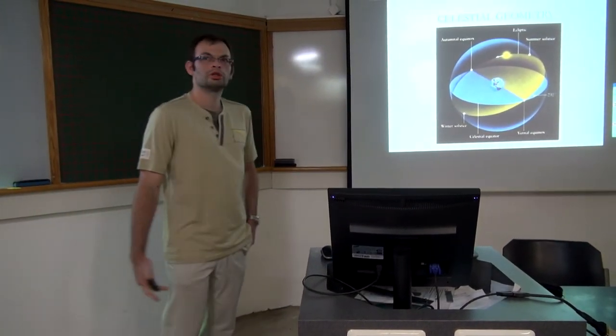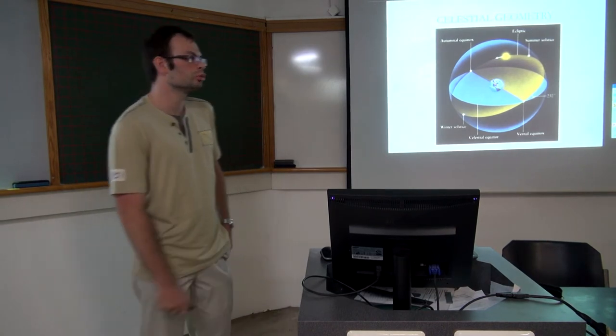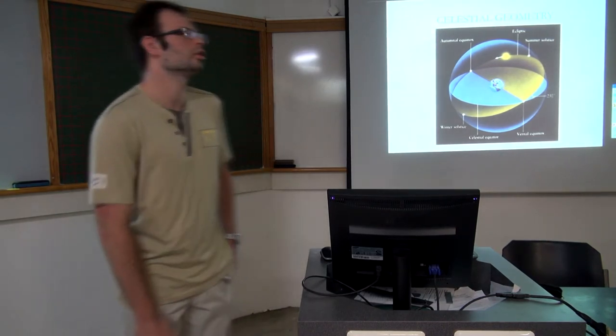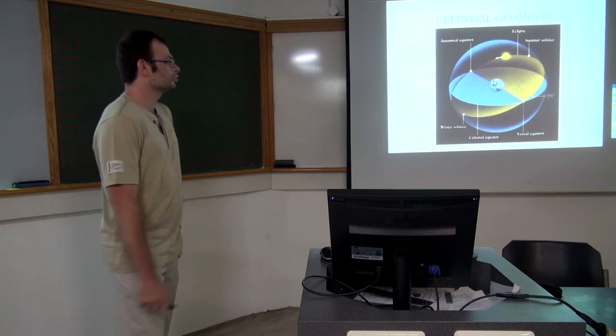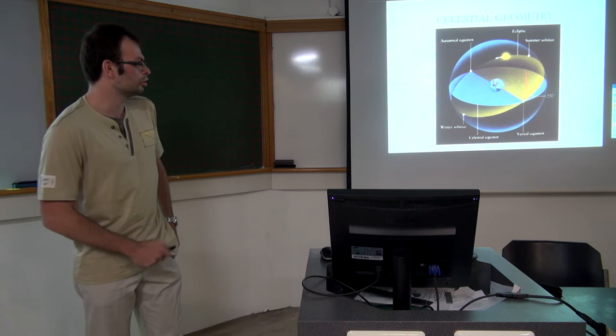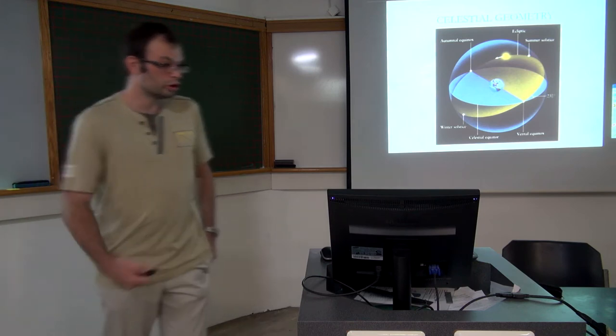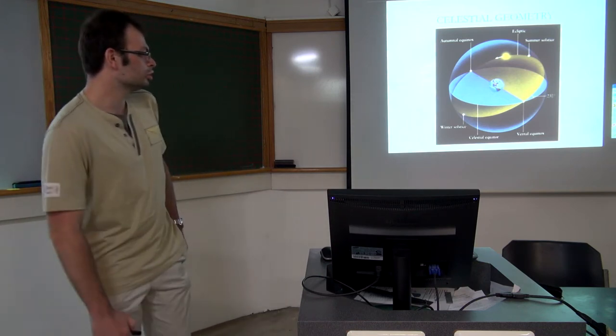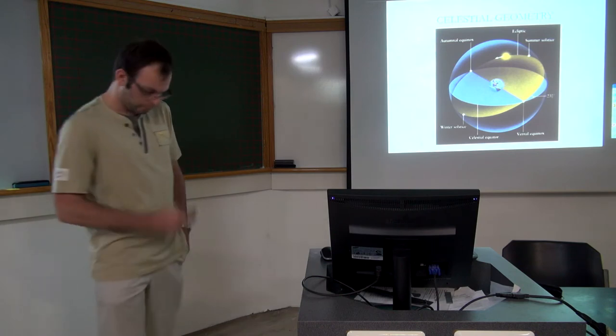It currently happens on March 25th, and you have the same point in autumn, and you have the two solstices, which are the day when the day is longest and when the night is longest. This is in December.